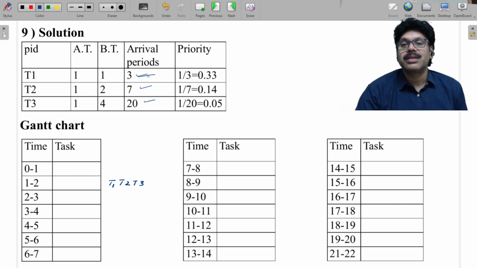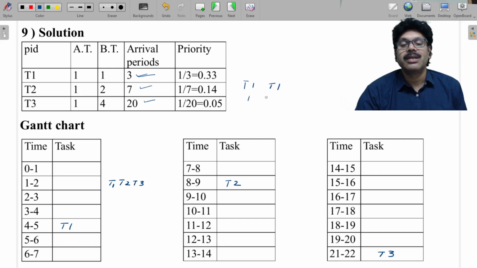T1 comes next at 1 plus 3, which is 4. T1 is coming here. After that, 1 plus 7, which is 8, T2 is coming here. Then 1 plus 20, which is 21, T3 is coming once again. So this is how it is coming. First they have all come at 1.